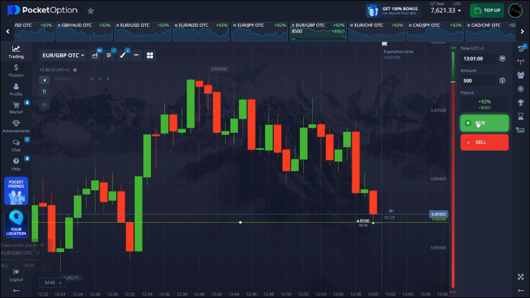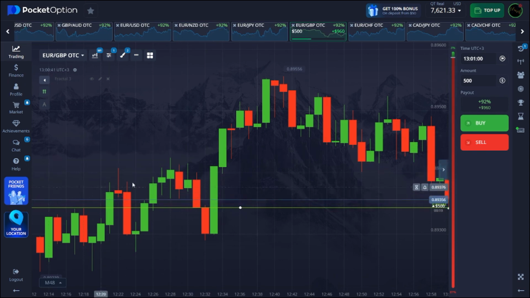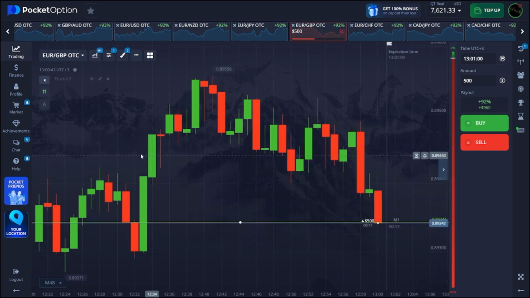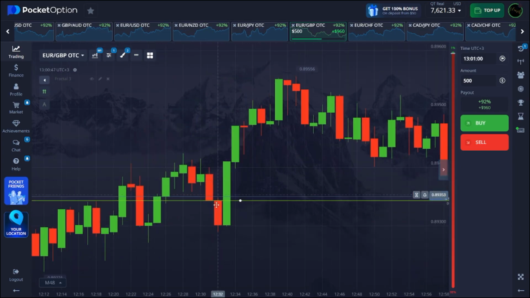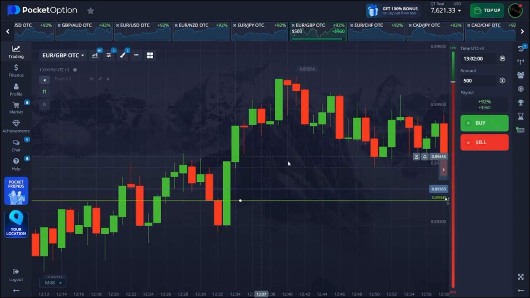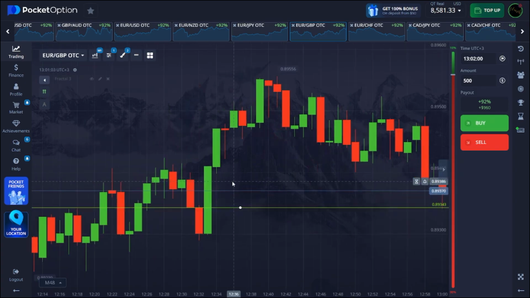Perfect. That was a beautiful entry, and as we can see, this area generally was a beautiful resistance area, and then we have this resistance broken by this beautiful engulf, forming this. Okay, let's see. Oh, perfect, closed with profit.